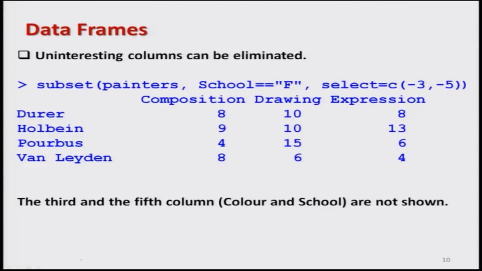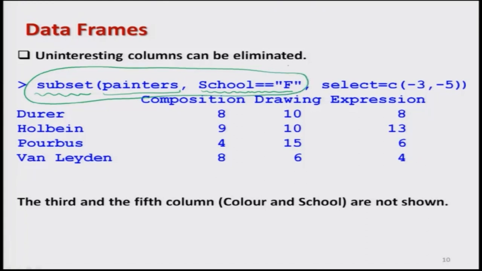Now, take another example. Suppose I am not interested in, say, two columns, the third column and the fifth column. And further, what I want is the following. I want a subset of the data from the data frame painters for those painters who have gone to school F. So, this part is going to give me the data set for which the school is equal to F.